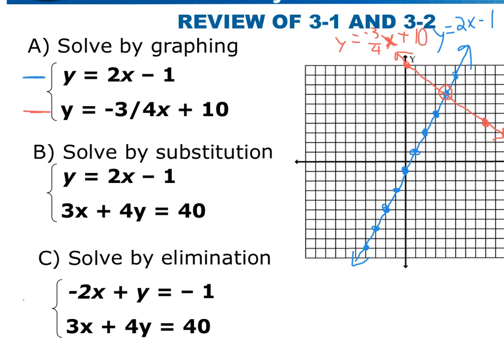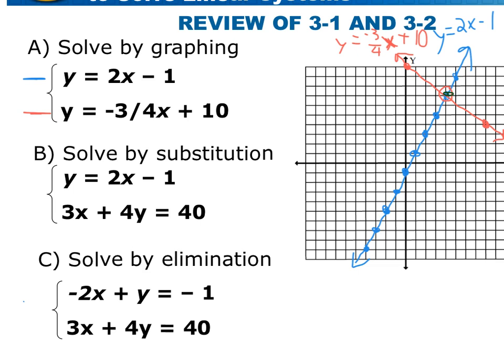And then our point of intersection. We see then our point of intersection is this green point. And this green point is at 4, 7. That means that 4 is our x, went to the right 4, and up 7. We can verify that is true by plugging those in to check. If we check over here, 2 times 4 minus 1 is indeed 7, as well as negative 3 divided by 4 times 4, the 4s would cancel, so I get negative 3 plus 10, and that does indeed equal 7.